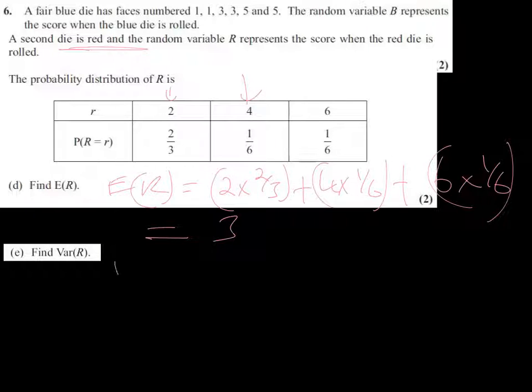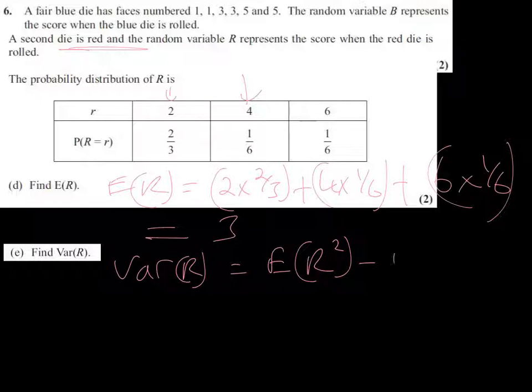So for the formula for the variance, we can either look at the formula sheet, or remember that the variance is going to be the expected value of R squared minus the expected value of R, all squared. Now you can see up here we've already got the expected value of R, so this bit's basically done. We essentially have to work out what E(R squared) is.